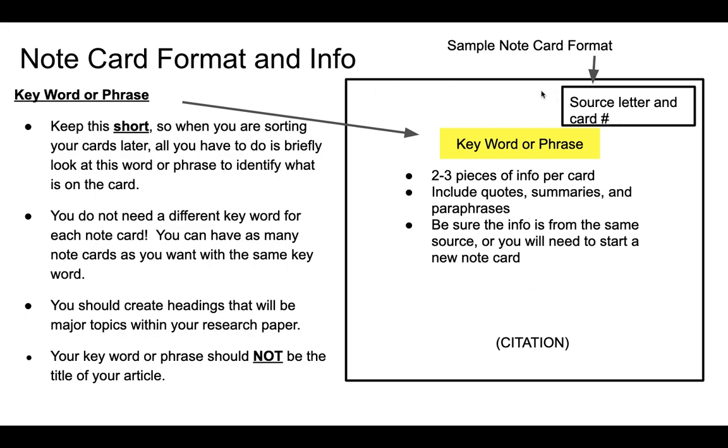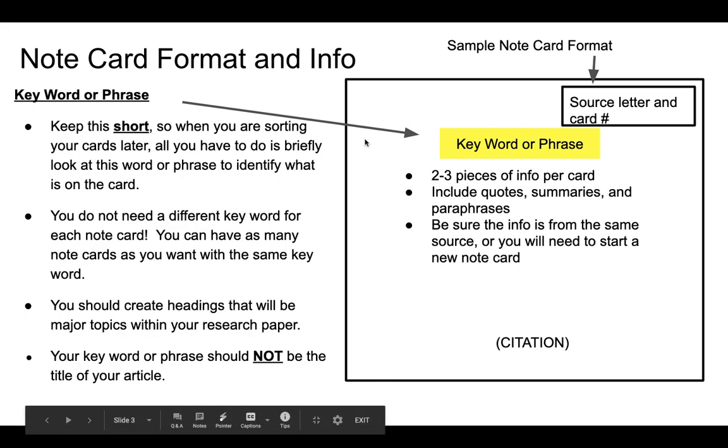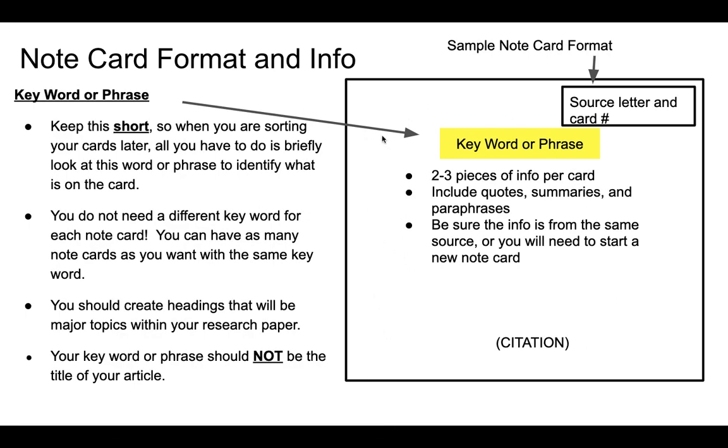You can see on this side the layout of each note card, but I will go through what each section of the note card entails. So first, up at the top, you're going to have a keyword or phrase. This is something that you want to keep short so that when you're looking at your note cards later and you're sorting all your information, all you have to do is briefly look at the word and phrase to identify what's in the card. Basically, what the keyword or phrase does is it just summarizes the information on your note card.